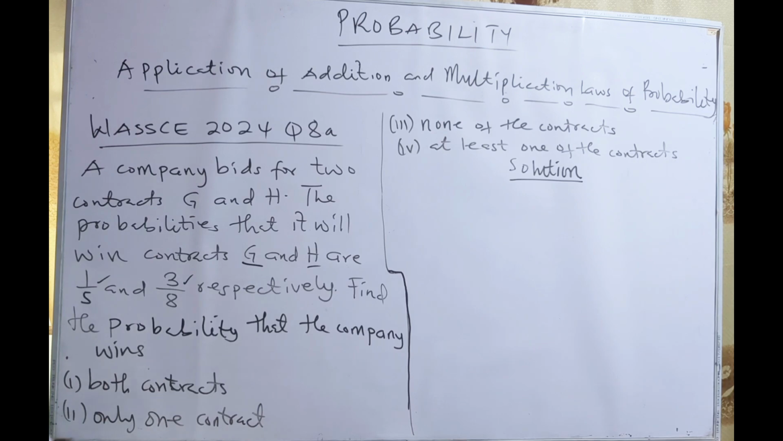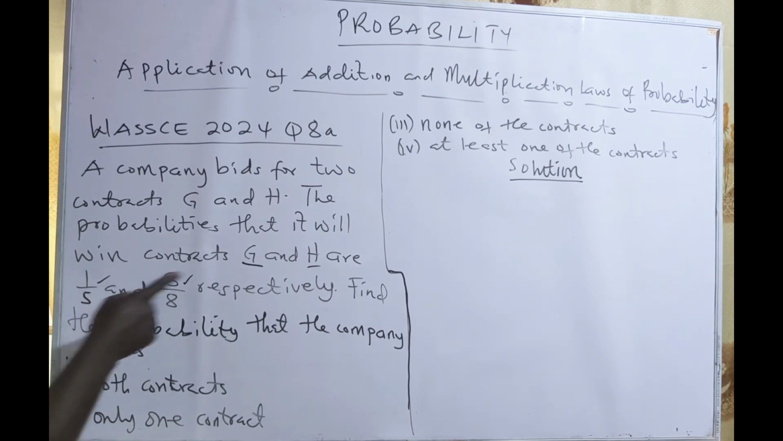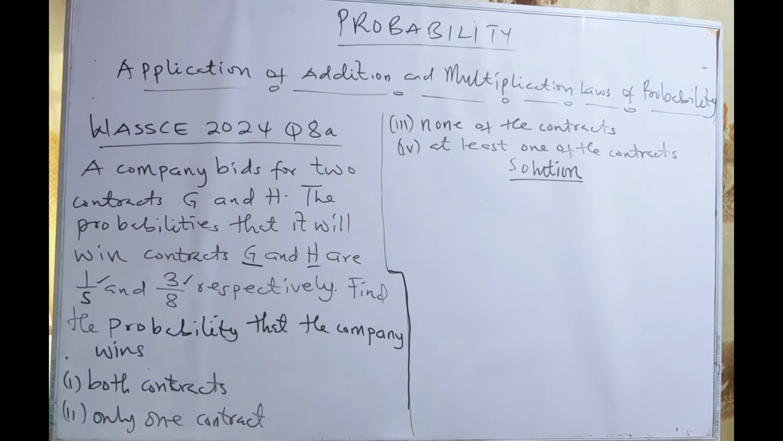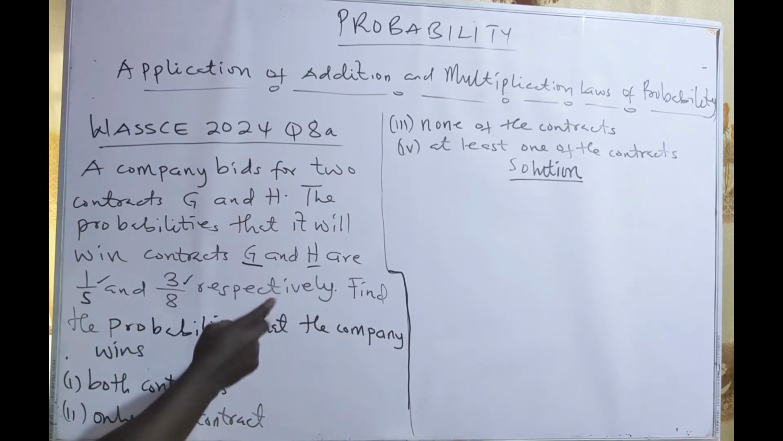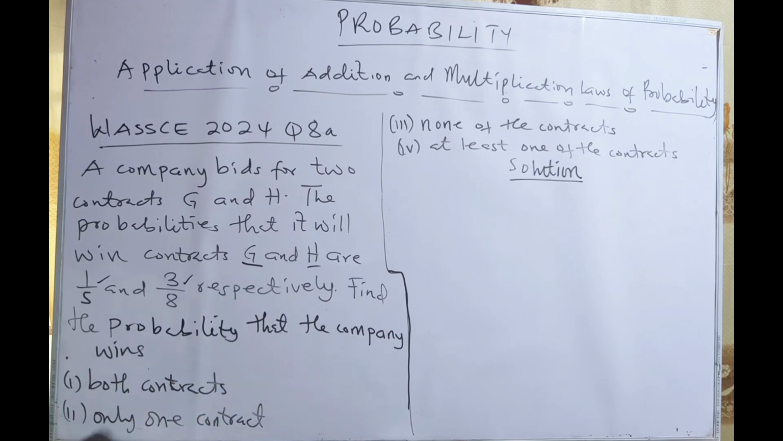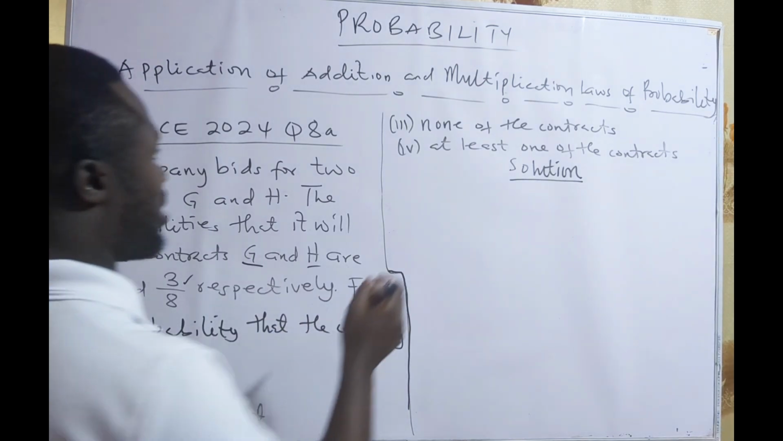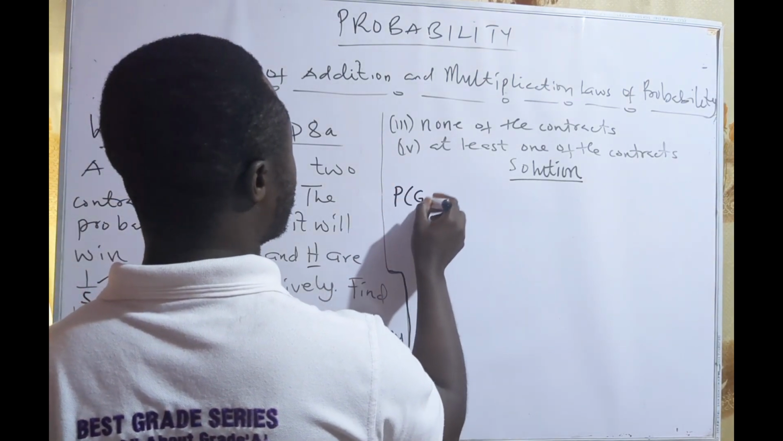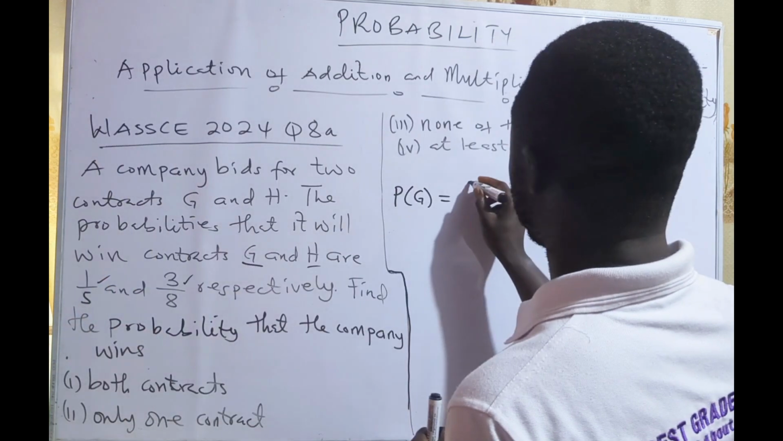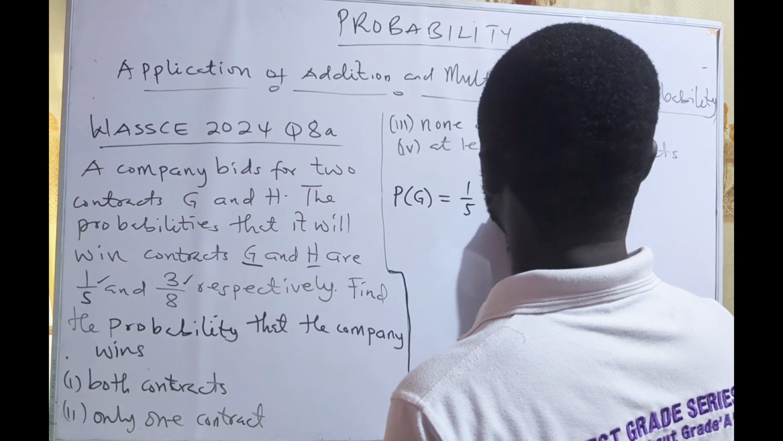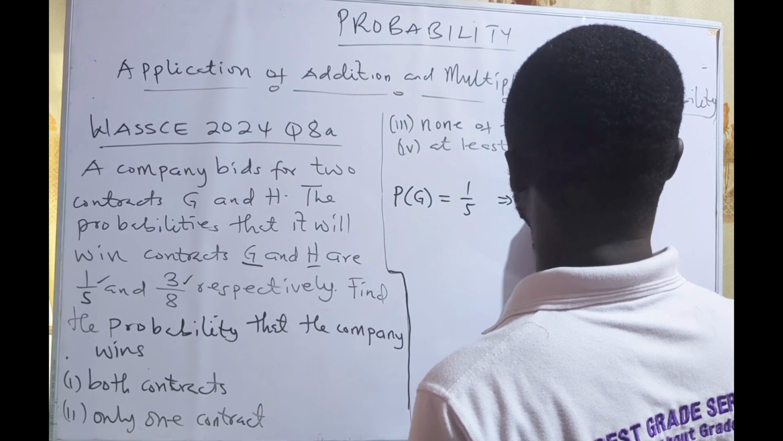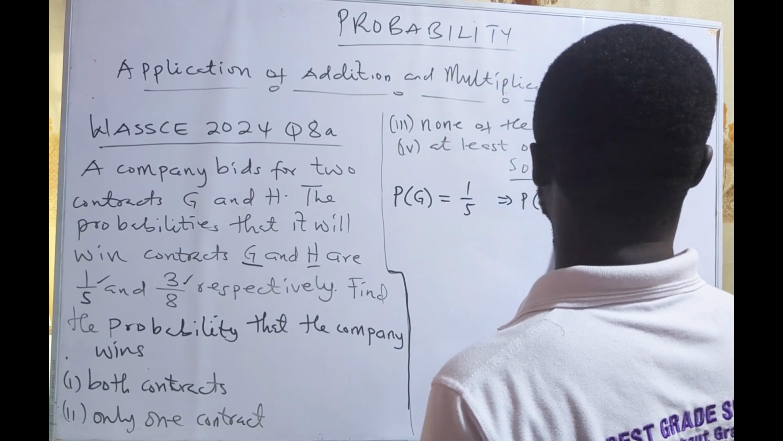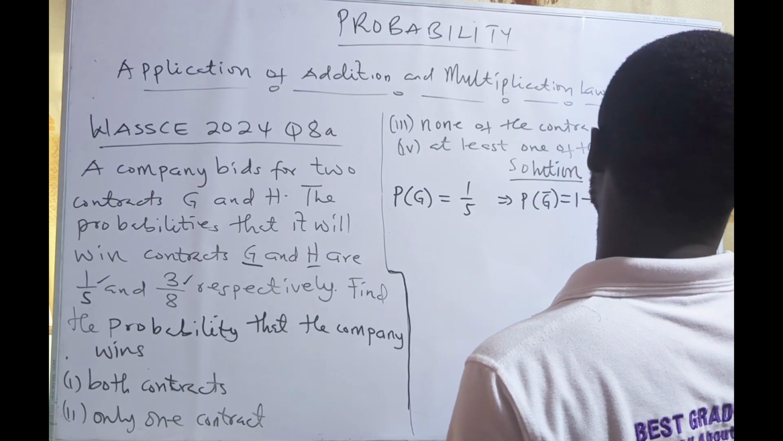Looking at the nature of the question, it means that we have to find out the probability that the company will not win. We are given the probability of the company winning J and H, so we have to find the probability that the company will not win J and also not win H, so that we can answer all the questions. The probability of the company winning J, we are given as 1/5. It means that the probability of the company not winning J, you put a bar on top of the J, will be 1 minus 1/5, and that will give us 4/5.